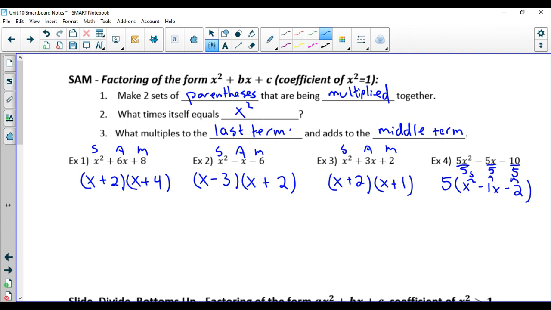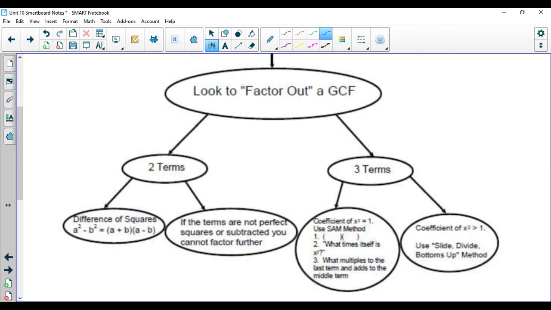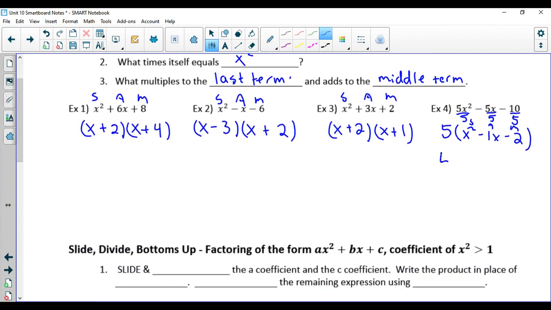And again, looking at our flow chart, we look for a GCF first. We pull that out. There's 3 terms. And now when we look inside, there's a 1 in front of that coefficient. So it's taking us there. So the 5 just stays in front. We make our 2 sets of parentheses. X times x gets us to x squared. What's the only thing that multiplies to 2? 2 and 1, and then yes, it'd be positive 1 and negative 2. Negative 2 plus 1 is negative 1.